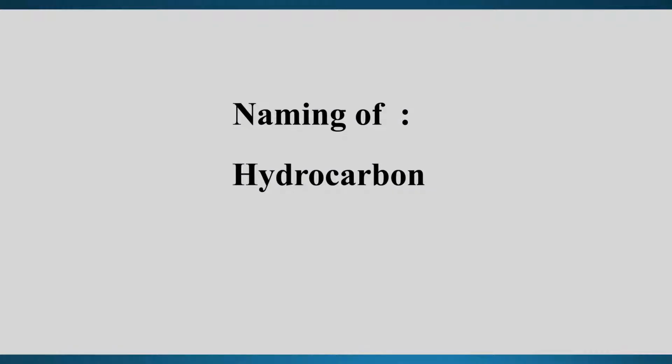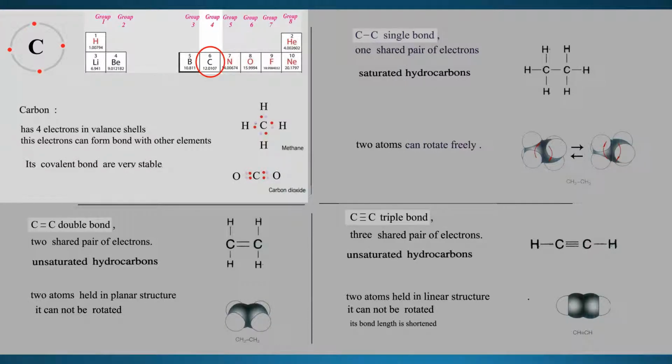Naming of hydrocarbon. Carbon is in group 4. It has a specialty. This specialty is that it can form into many shapes and with many different elements. That's the specialty. And these bonds are always very stable.